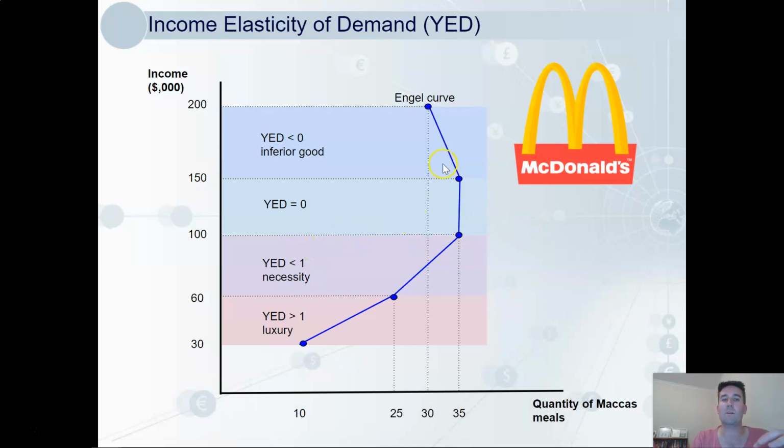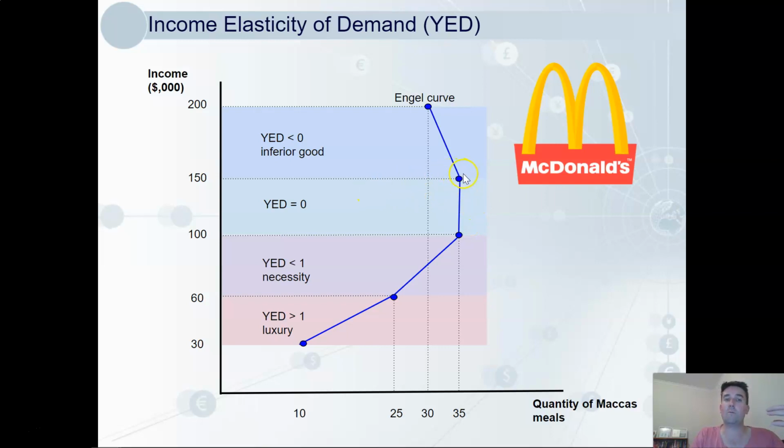Now, as income goes up from 100 to 150, we might buy just as much Macca's as we did before when our income was at 100. So as income increases, we might not increase our consumption, and we might not decrease it. In this case, YED would be equal to 0. It seemingly has no effect. The change in income has no effect on the quantity demanded, how much you're going to buy.